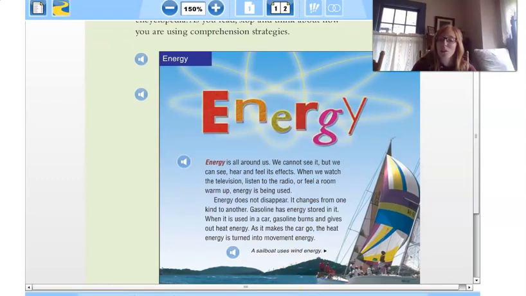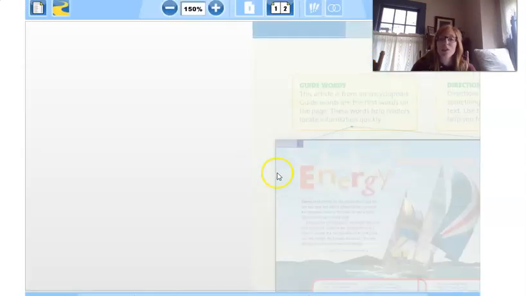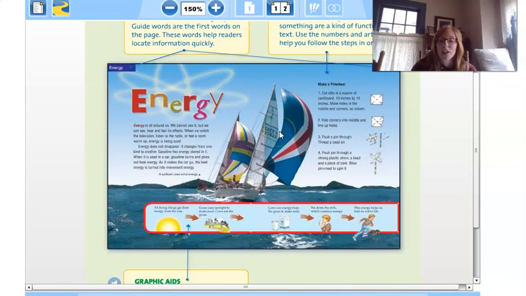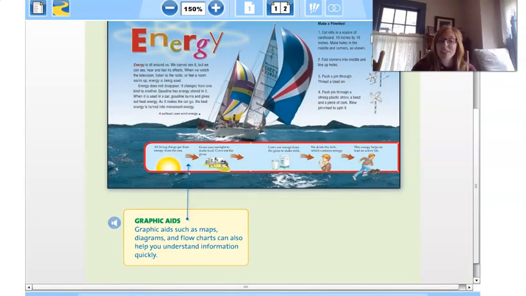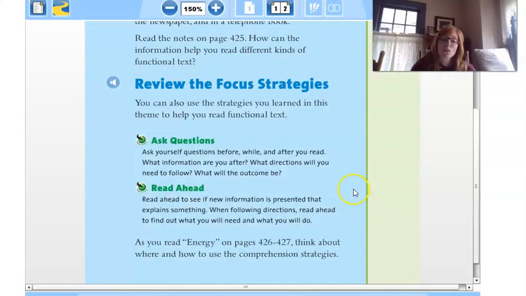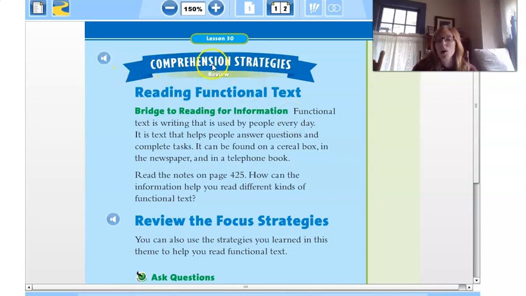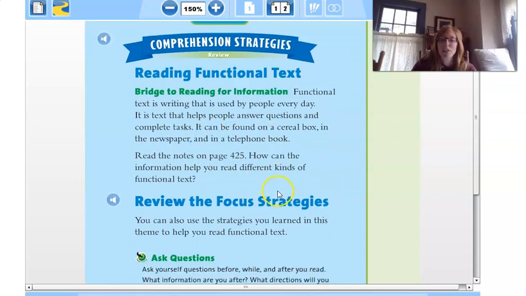I hope that you are constantly using different guide words, directions, graphic aids, anything that you can use to help you to understand what you're reading. Comprehension strategies will help you when you're reading informational text. Okay, and also obviously anytime you're reading, your comprehension strategies will help. But remember, try to use all of these different strategies.